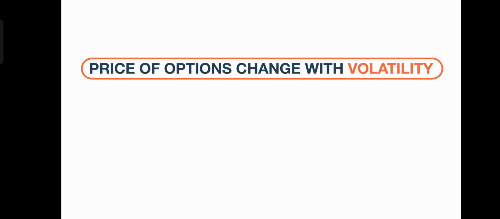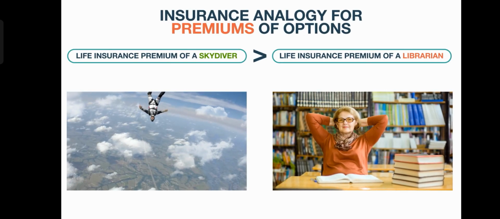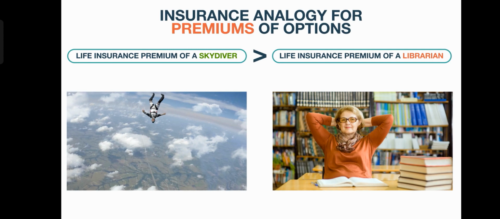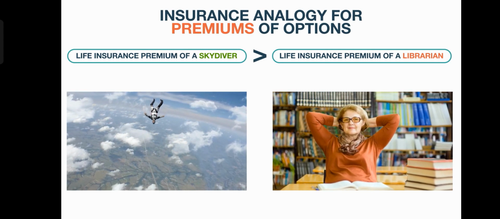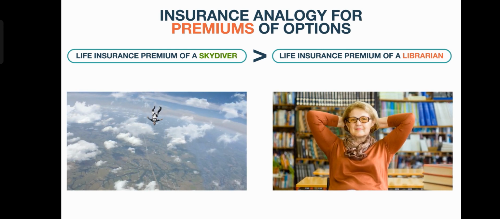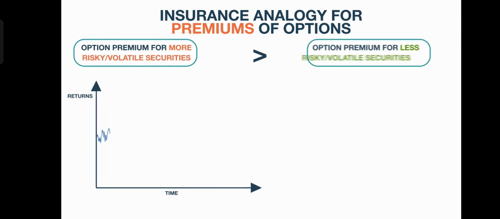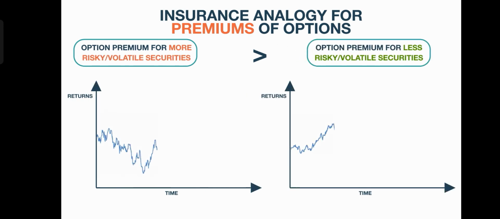The price of the option changes with volatility. To understand this better, let us look back at our insurance analogy for the premiums of options. The life insurance premium of a skydiver will be considerably higher than the life insurance premium of a librarian, because the skydiver takes more risks on a daily basis. Similarly, the option premium for those securities which are more risky or have higher volatility will be higher than those with lower volatility.